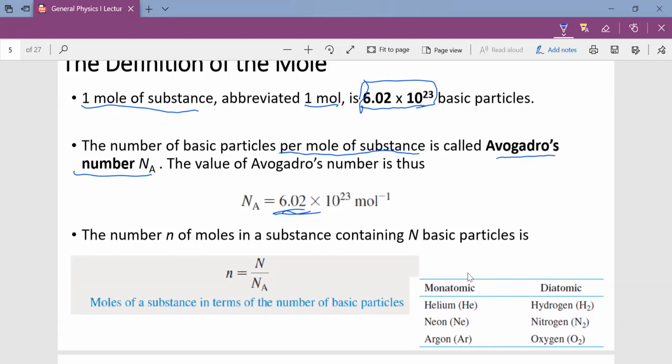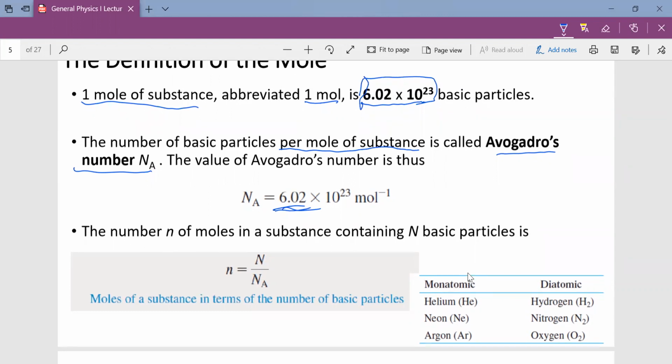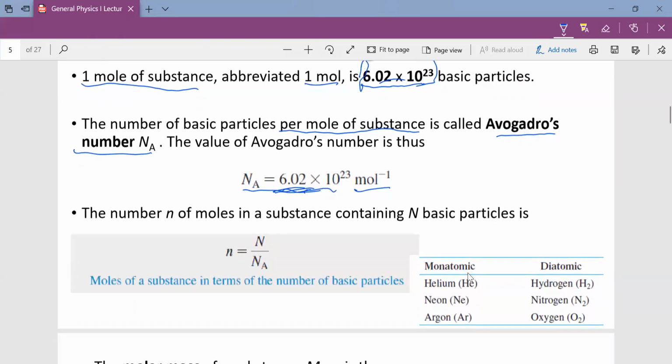It should be in your equation sheet, the one I used to give to you. It should be there as one of the constants that will be stated. So the Avogadro's number is stated with this value, but with the units per mole.